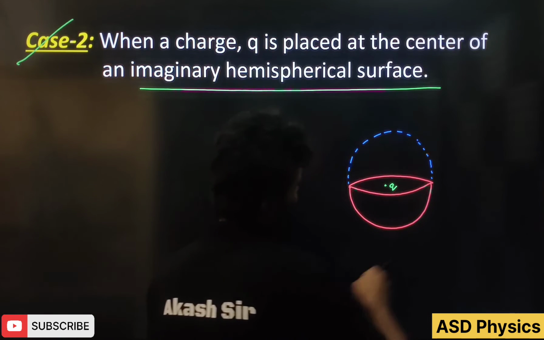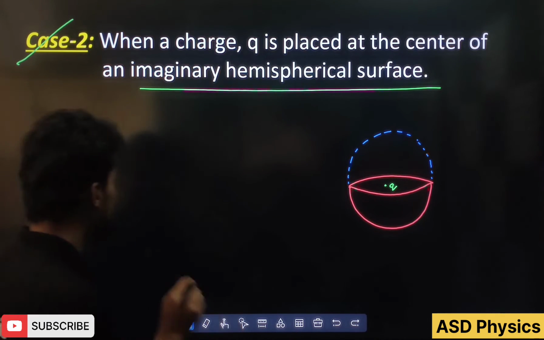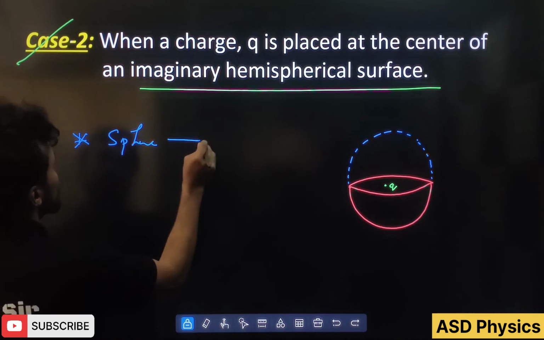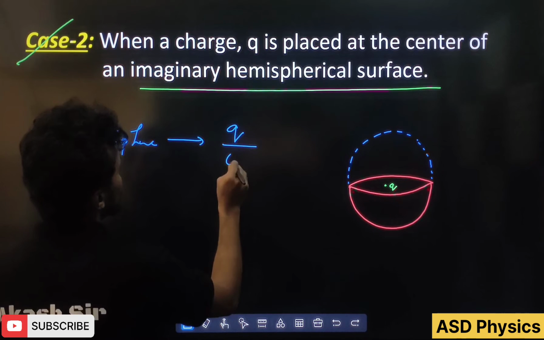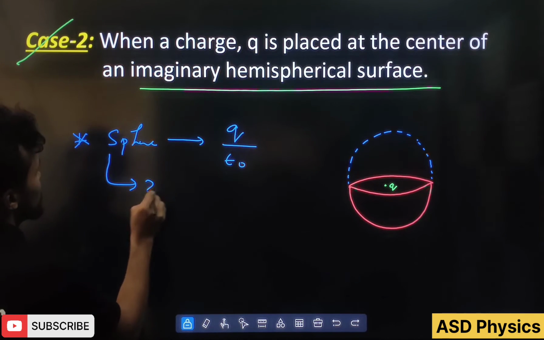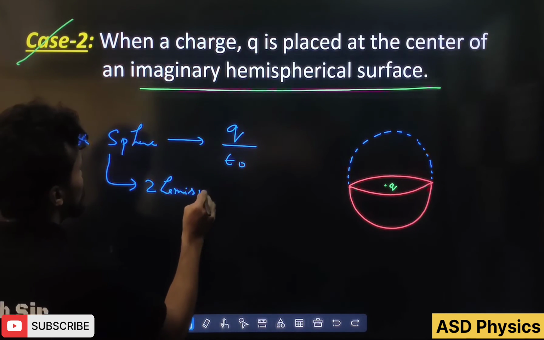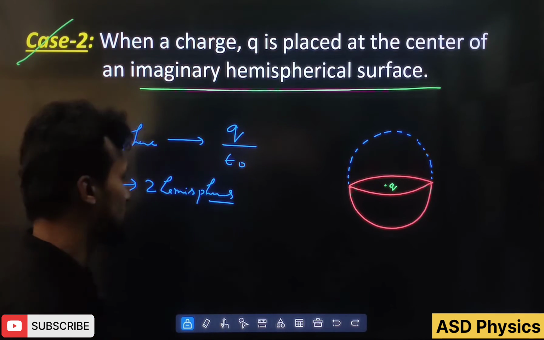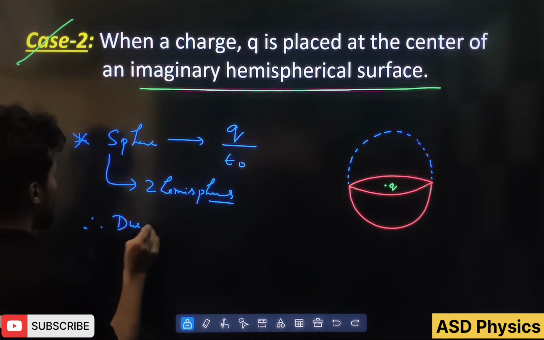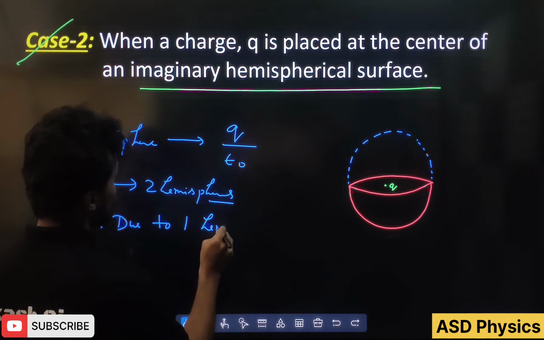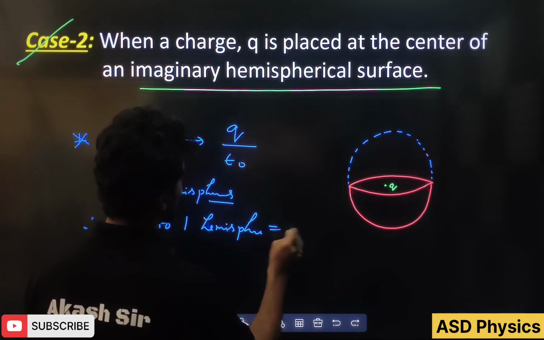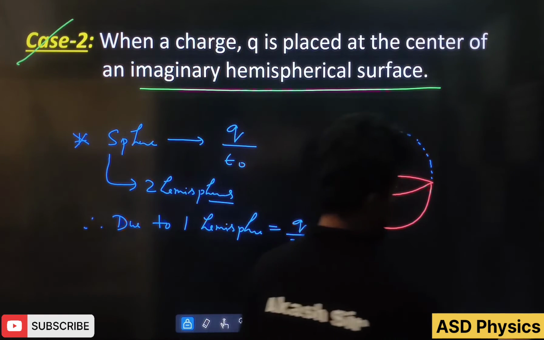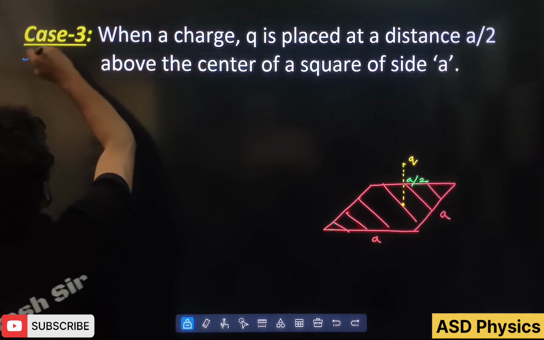So you can see very well here one complete sphere is there. So we can tell that, students, due to the sphere, how much flux will be there? Q by epsilon naught. But this sphere is made up of how many hemispheres? 2 hemispheres. That means due to 2 hemispheres the flux is Q by epsilon naught. Hence due to one hemisphere, flux will be how much, students? Again Q by 2 epsilon naught, by the symmetry here. Okay, good.